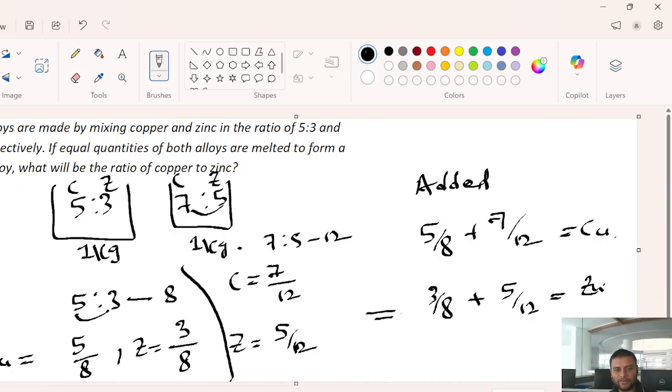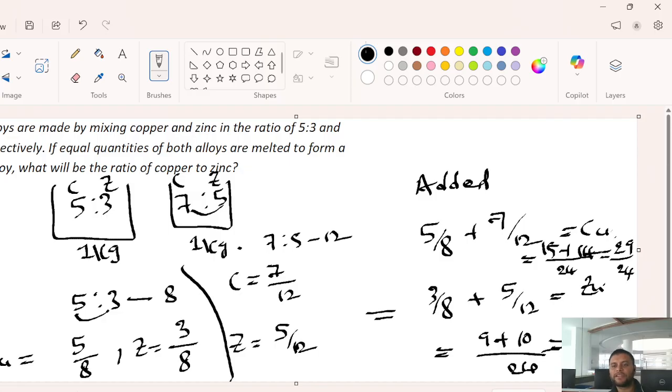The LCM is 24. 8 threes are 24, 3 threes are 9 plus 12 twos means it is 10. That is, this is 19 by 24. That is the zinc quantity, and the copper quantity I am writing here. 24 is the LCM. 8 threes 15 plus 2s 14. So this is 29 by 24. So copper is 29 by 24 and zinc is 19 by 24.